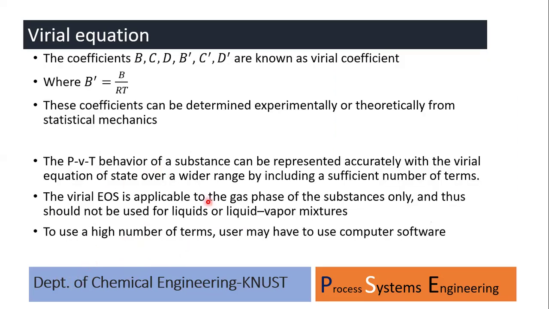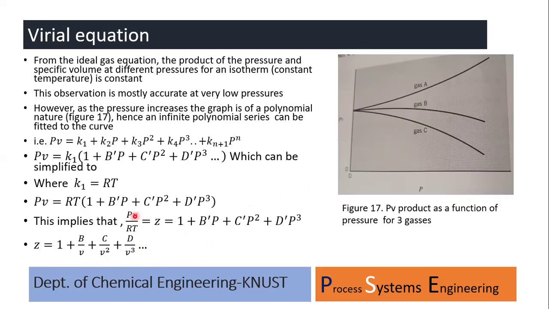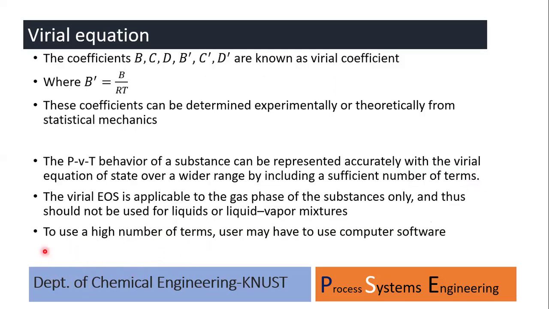One thing about these relations is that usually we end at the second term because it can help us get very accurate values. So sometimes we don't even consider the C and D parts. We can work with just up to the B part. These are known as the virial coefficients. We already said that B prime is B over RT. We can determine them from experiments, or from theory.